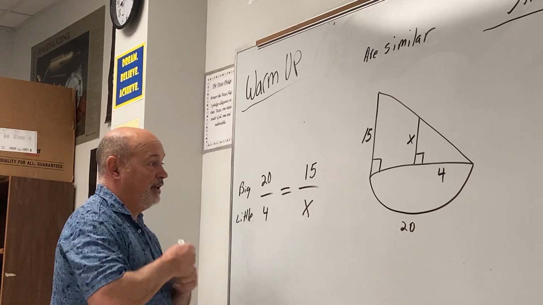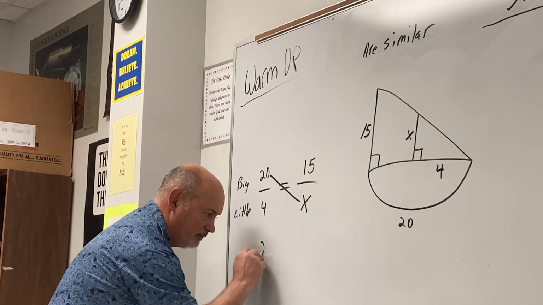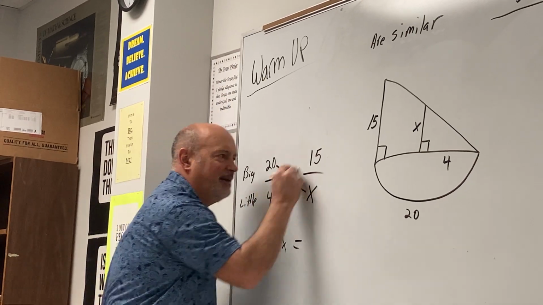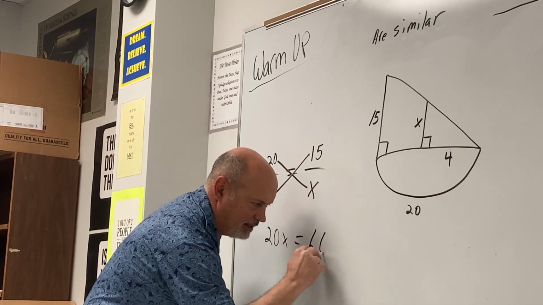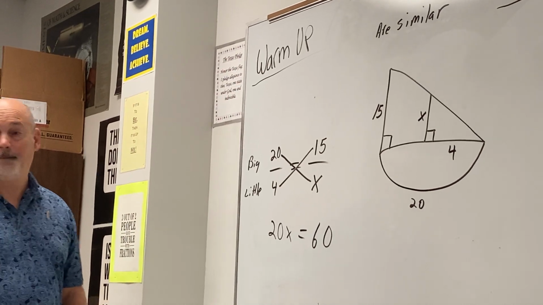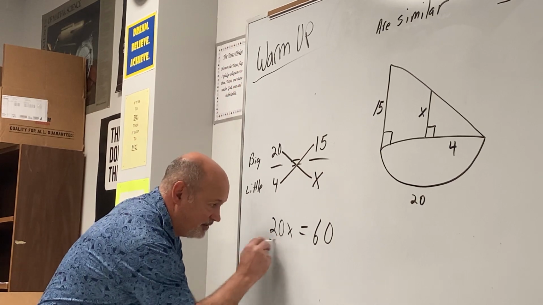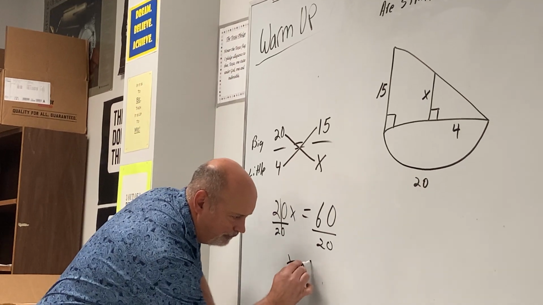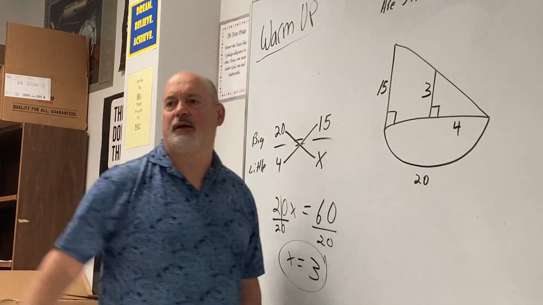Here's what it really is. You multiply this number times this number. What's 20 times X? 20x. Then you make it equal to the other number times the other number. What's 15 times 4? 60. Are you with me? And now what do we do? Divide by what? We're dividing by 20 because we're trying to get X by itself. So divide by 20, divide by 20. And what number should X equal? 3. This little number right here should be 3.